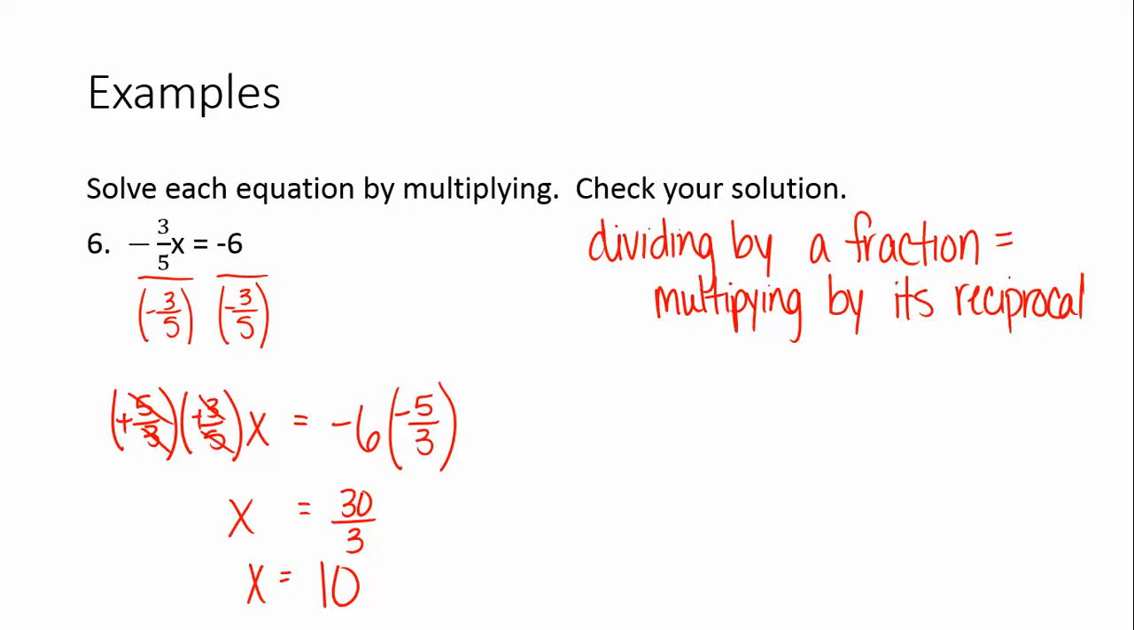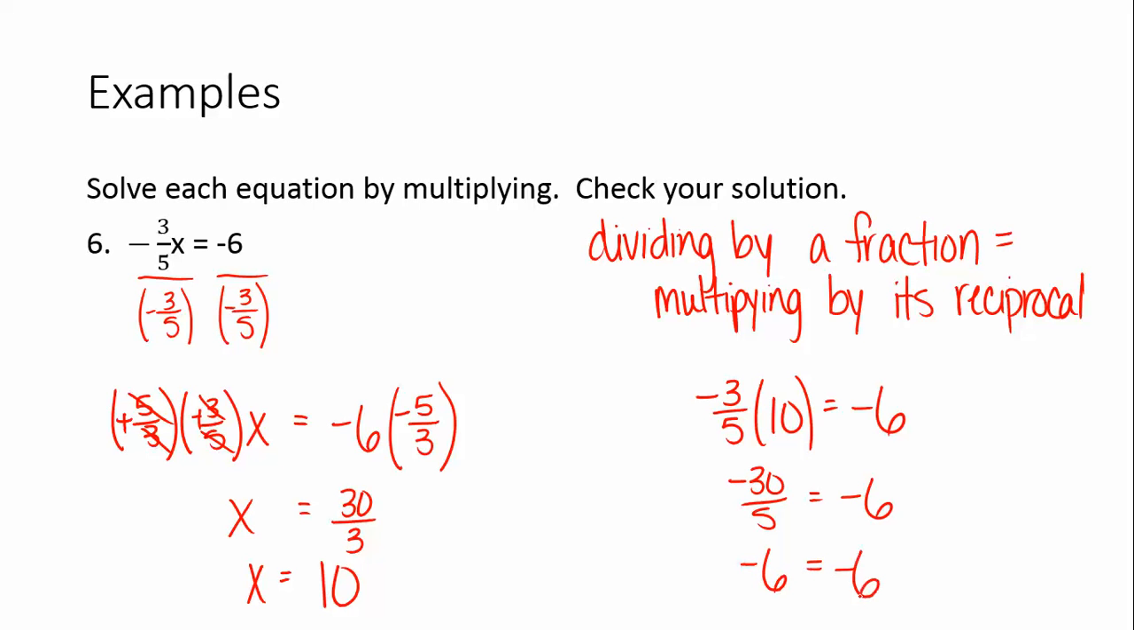We want to check our solution by plugging in 10 for x. So what happens here? We get negative 30 over 5. We have it equal to negative 6. Well, what is negative 30 divided by 5? It is negative 6. That answer checks out, so it is correct.